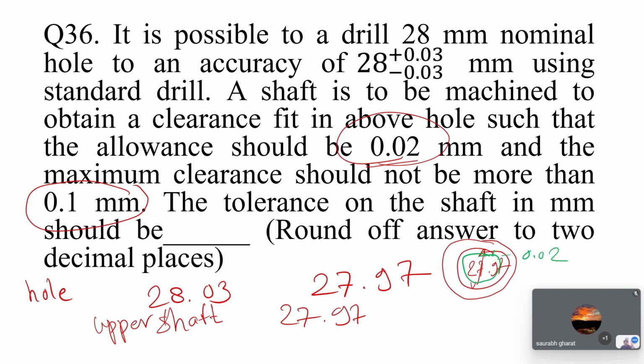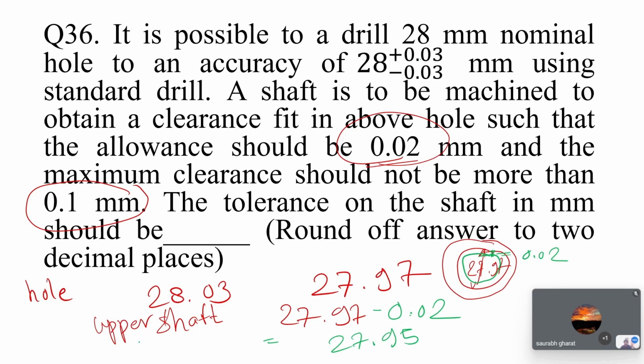By subtracting this value from your hole value, you can get this part. In this figure you can easily get this part. Just subtract here, and as you have to have clearance, what is the answer for the upper limit of the shaft? It is 27.95. It's very easy.